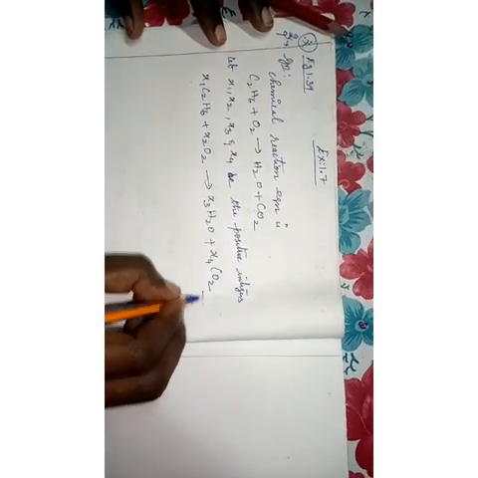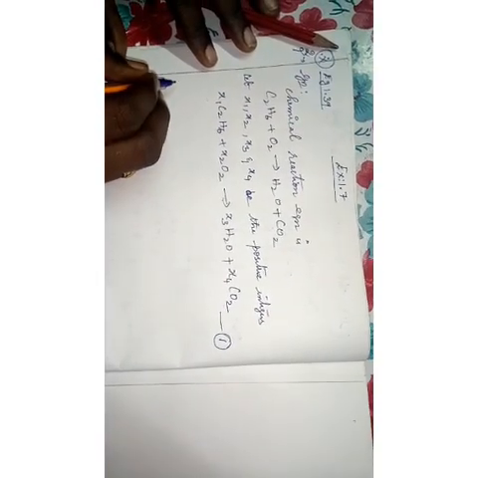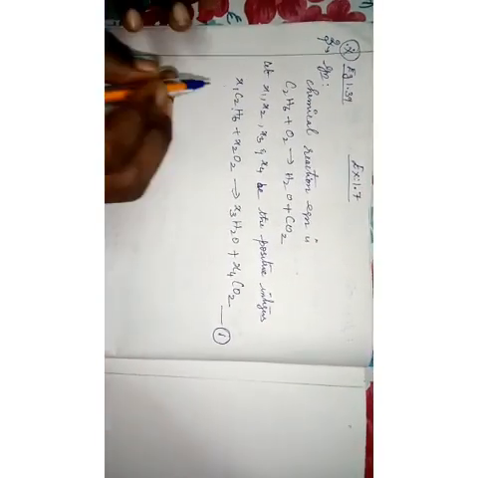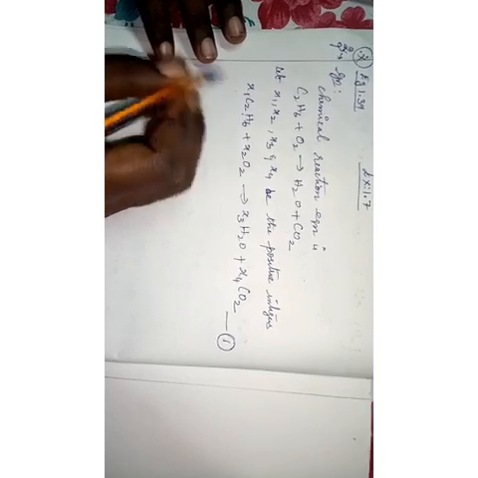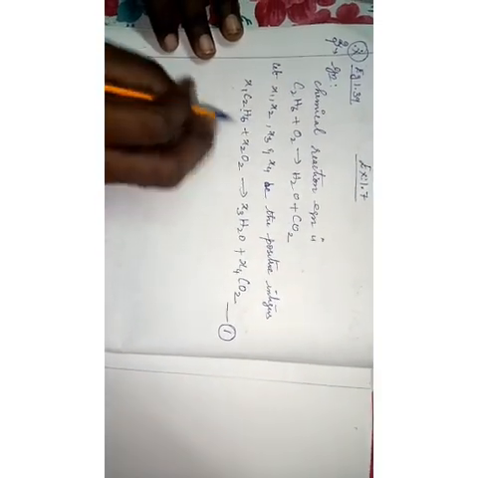Okay, now this is question number 1. Now you have to take the number of atoms on the LHS and RHS. Left side hydrogen, right side also hydrogen; left side carbon, right side also carbon; left side oxygen, right side also oxygen. Now you have to take each and every element. I'm going to take hydrogen first. You can take any element you wish.